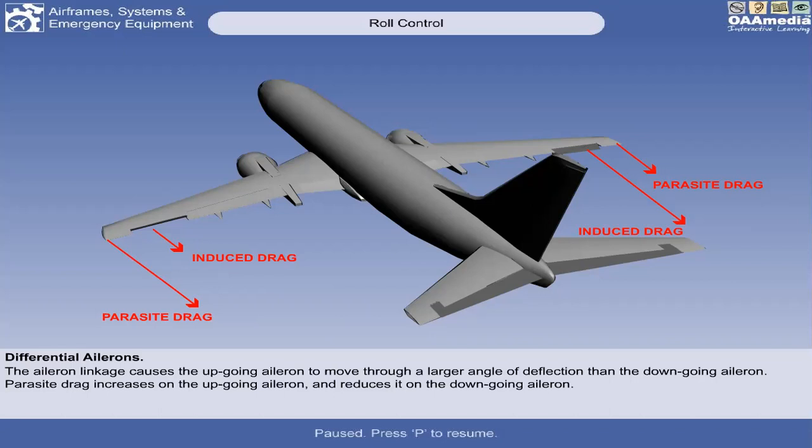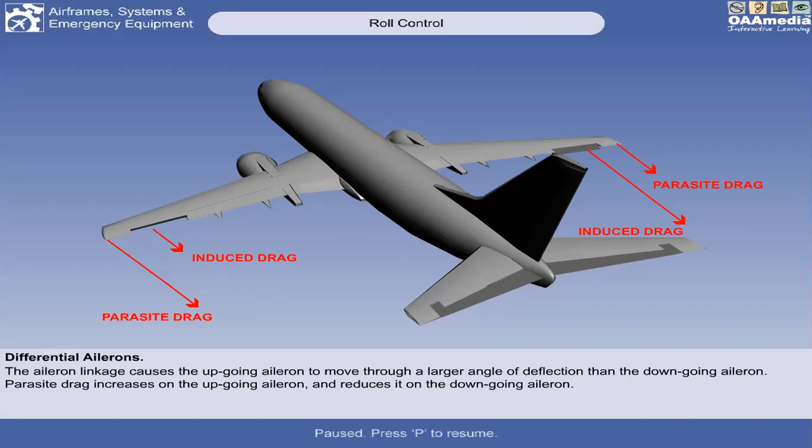So to compensate for adverse yaw because of that effect, you change the deflection. You make a larger deflection on the upgoing aileron, therefore it increases the parasite drag. On the other side, the induced drag is lower because the aerodynamic force is lower. It is lift-induced drag, so when lift increases, induced drag increases, and when lift decreases, induced drag decreases.